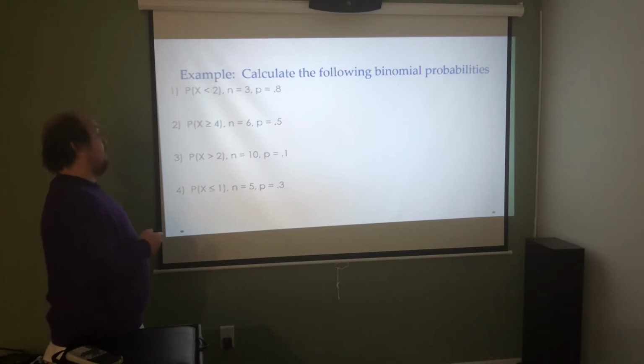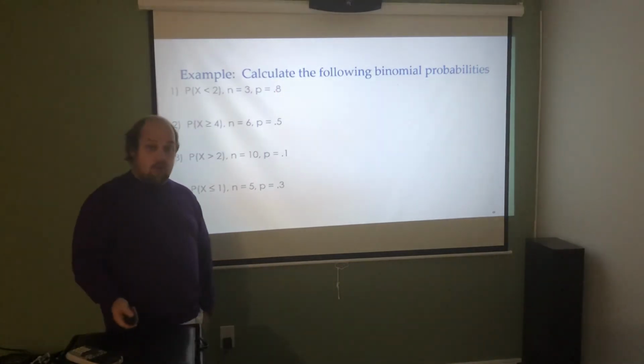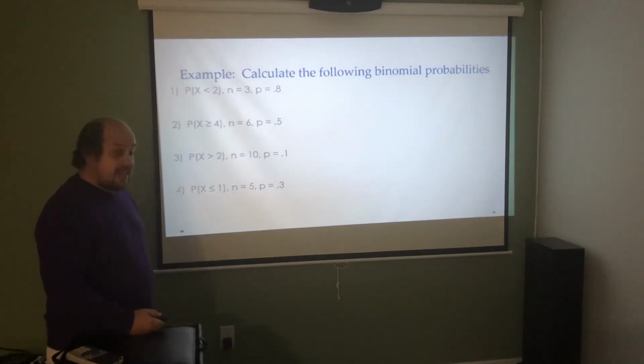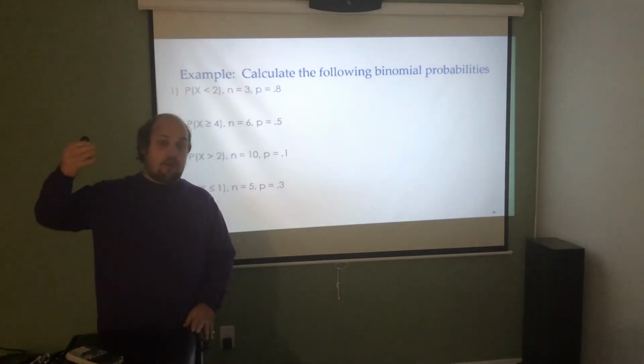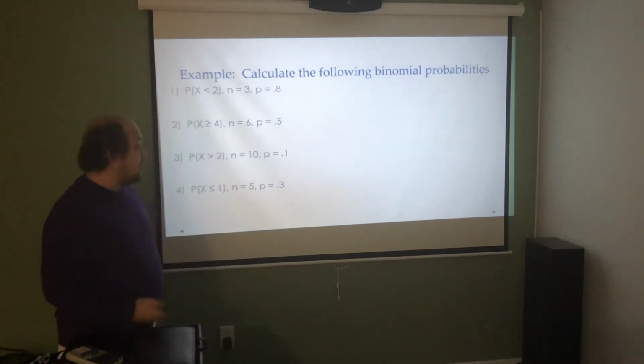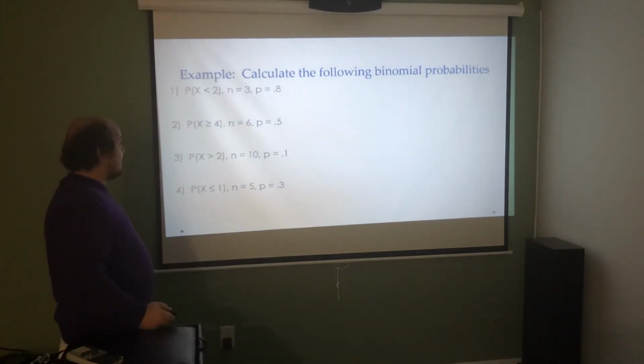For 0, it would be 3 NCR 0, 0.8 to the power of 0, 1 minus 0.8 to the power of 3 minus 0. Once I get that probability, I would record it in my notes, and I'd run the formula a second time. This time I'd do 3 NCR 1, 0.8 to the power of 1, 1 minus 0.8 to the power of 3 minus 1. I'd get that answer, that's the probability for 1. Back in my notes, I have the probability for 0. When I add these two probabilities together, that gives me the overall probability it's less than 2.